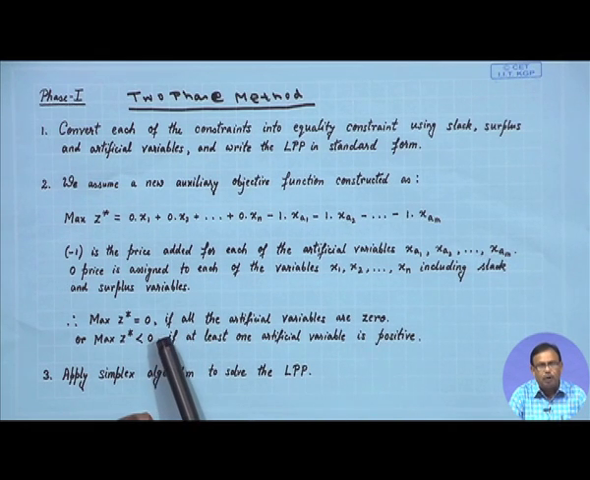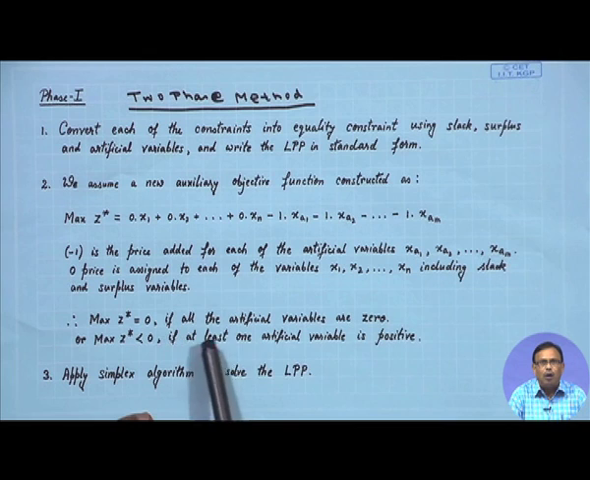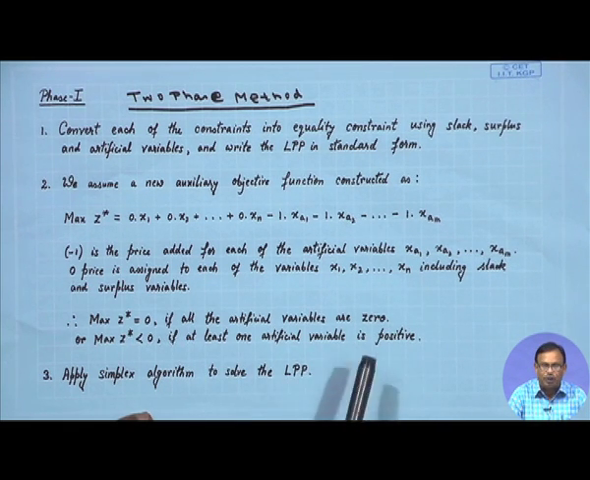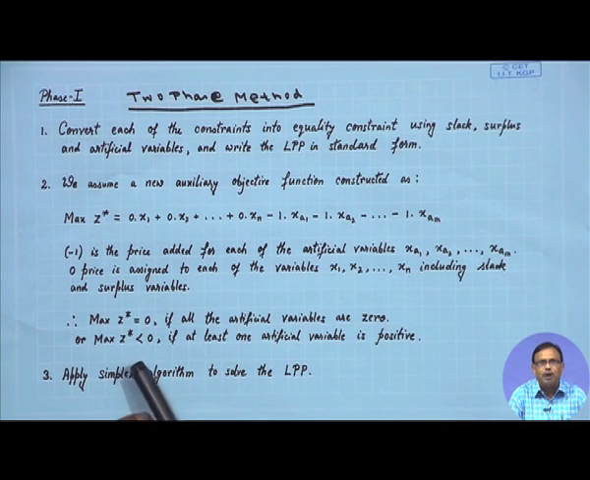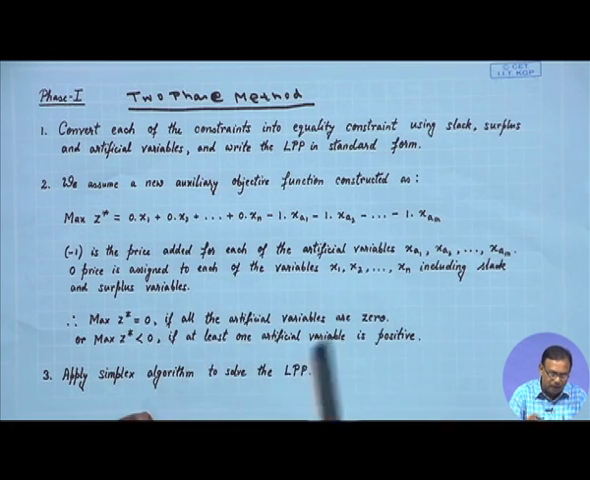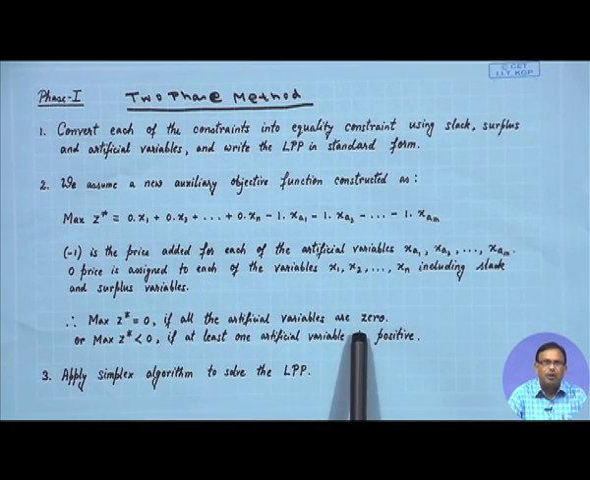So, whenever the maximum of z star equals 0, all the artificial variables will be 0, or it may happen that the maximum of z star is less than 0. This will be possible only if at least one artificial variable is positive. So, if at least one artificial variable value is positive, then the maximum value of z star will be less than 0. So, please note these two things.